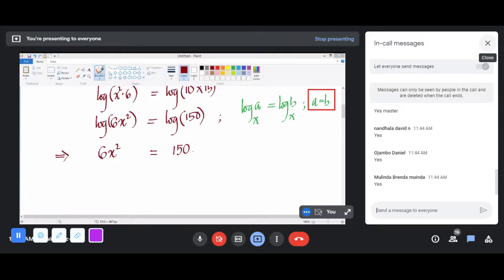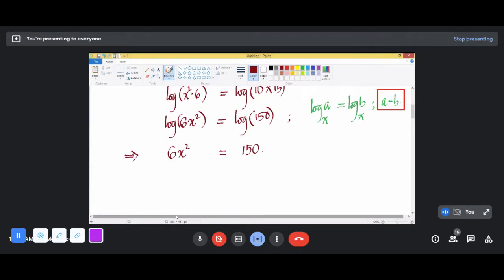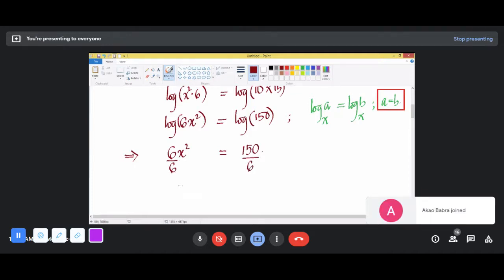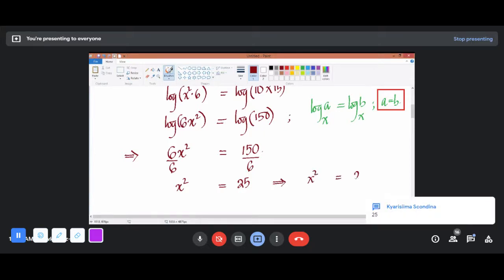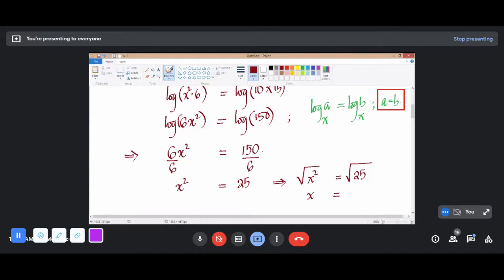Okay, that's good. So 6x squared is equal to 150. And that means at that point we are supposed to divide both sides by 6. So x squared will equal 150 divided by 6, which gives us 25. And that implies that for one to solve for x, that person will have to take the square root of 25, or the square root of x squared, which is x.